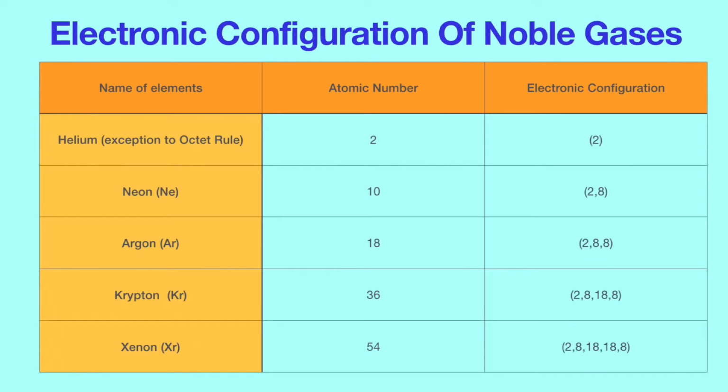I have given the electronic configuration of noble gases in the table. Now here you observe that except helium, the rest of the other 4 elements such as neon, argon, krypton and xenon, they contain the 8 valence electrons in its outermost orbit or the valence shell. Hence they are stable in nature.